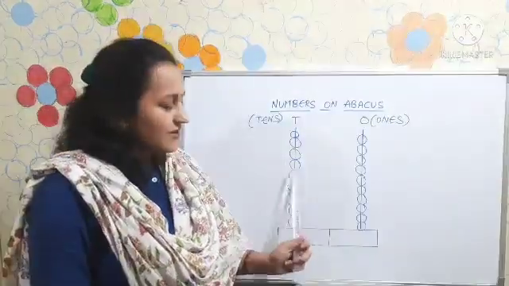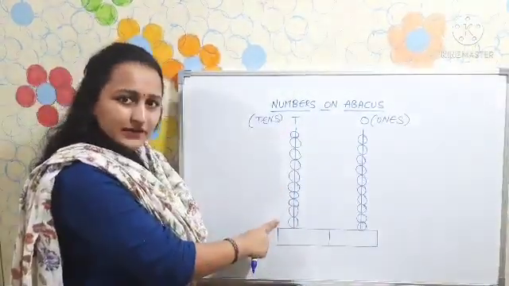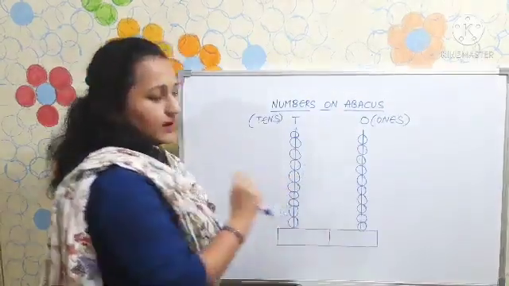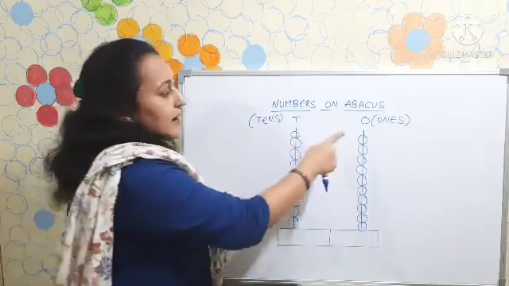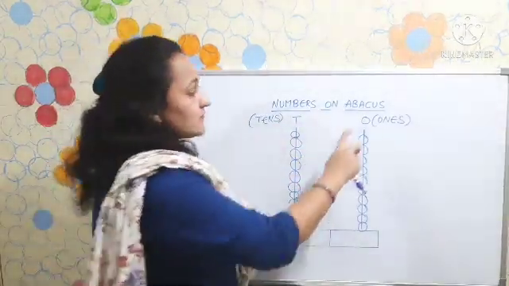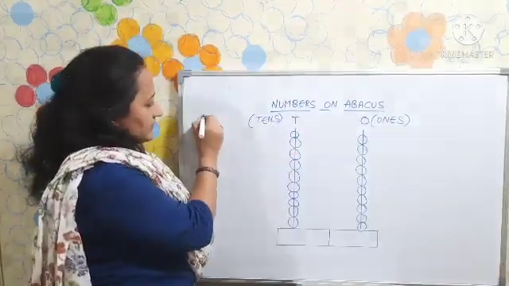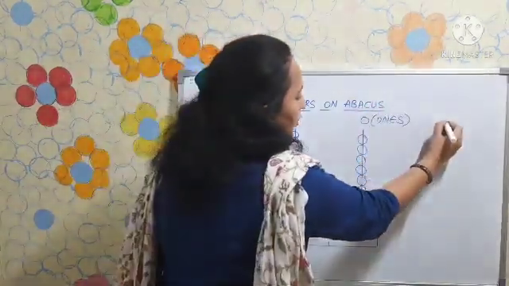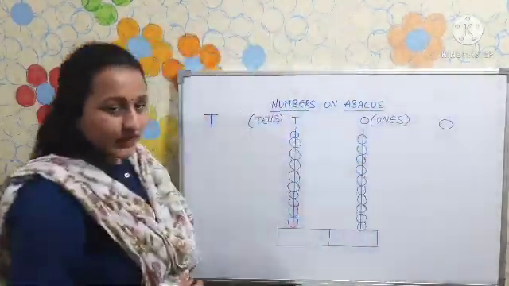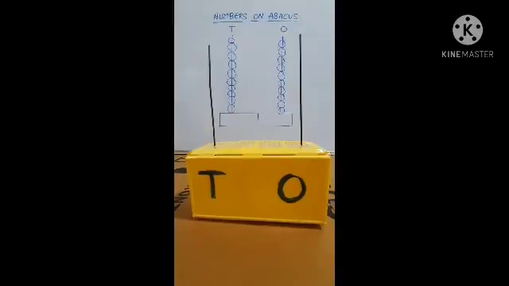Children, this is the figure of an abacus. There are two sticks, one on the left side and one on the right side. The left side stick we call the tens place and the right side stick we call the ones place. We represent tens as T and ones as O. Okay. So children, now we are going to learn how to count numbers on the abacus using this abacus kit.